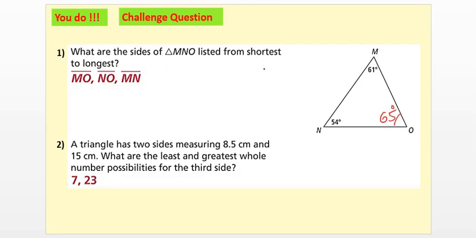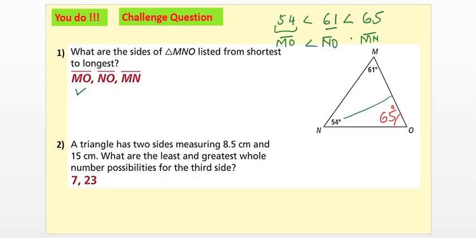So if you are trying to arrange them from the shortest side, the shortest side will be opposite to the smallest angle, so it will be MO. Then what is the next angle? It's 61. If I arrange the angles, 54 is less than 61 is less than 65. Now the side opposite to 54 is MO and the side opposite to 61 is NO, right? And the side opposite to 65 is MN. So the sides are arranged from shortest to greatest.